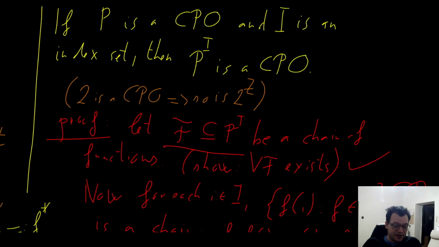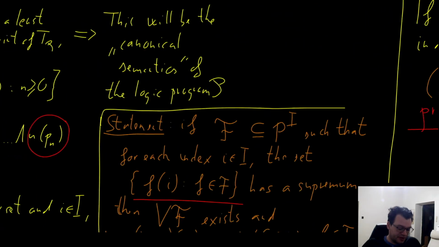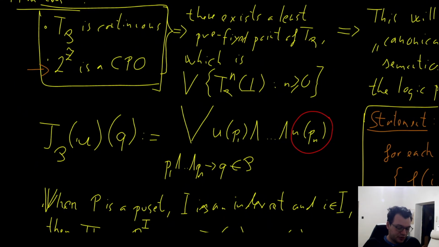So if I have a CPO and I take the functions mapping from an index set to the CPO, then I also get a CPO, which means that I'm already done with this. Now with the continuity of T_P, I'm not finished yet, but I'm on the way, because I've already shown that these guys, the projections, are continuous mappings, and I just have to take this finite conjunction of these things.